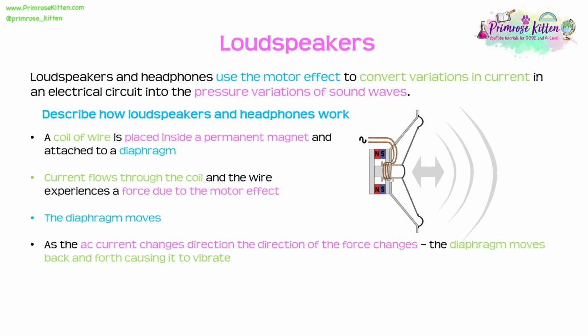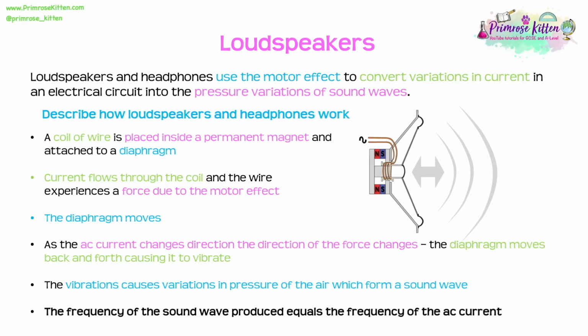Now, because we have an AC or alternating current here, it's changing direction the whole time. And as the AC current changes direction, the direction of the force produced by that motor effect is going to change as well. This causes the diaphragm to move back and forth, causing it to vibrate. Now, these vibrations will cause variations in the pressure of the air and will form a sound wave. And importantly here, the frequency of the sound wave produced is going to be equal to the frequency of the alternating current.